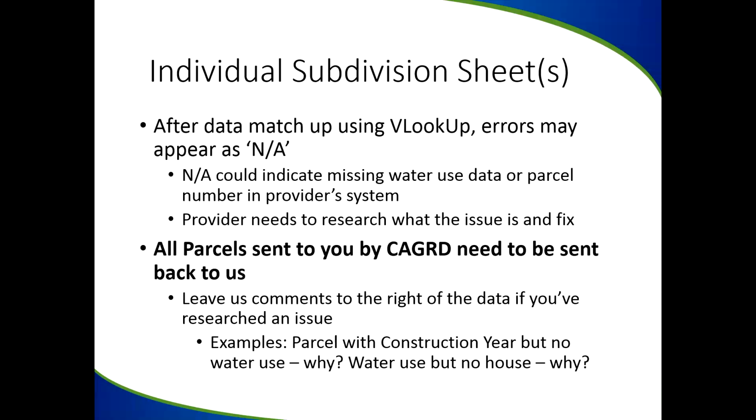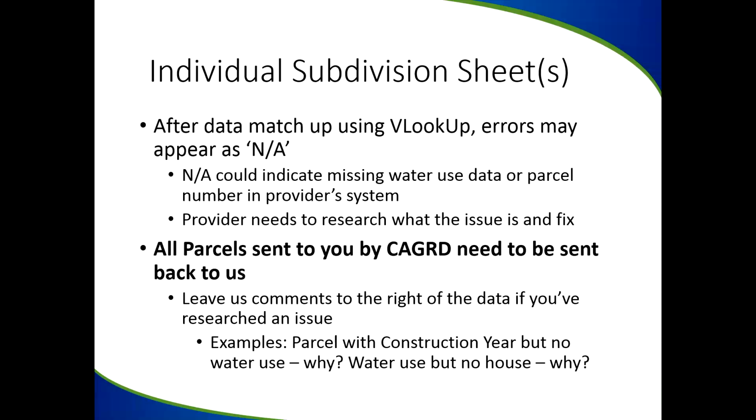It's really important too, because we require that all the parcels that we send to you need to be sent back to us with the correct data. So if it really shouldn't be 0, then we need to find out why it's 0. Basically, we ask too that if you've researched a parcel number because usage last year was lower than this year, you put whatever information you find out to the right of the parcel number in the next open columns.